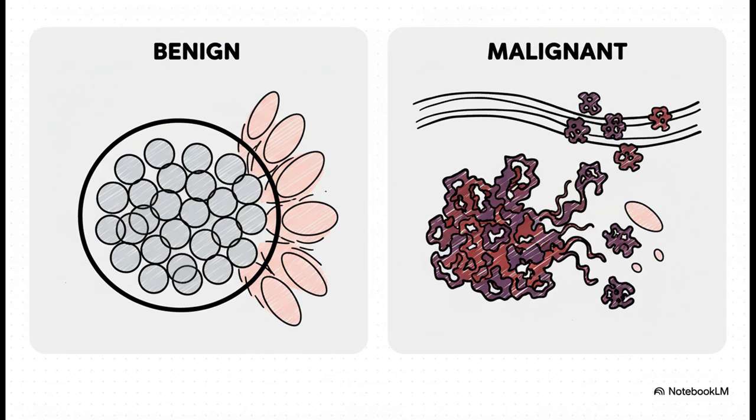But it's important to note that not all tumors are the same. A benign tumor is a mass of cells that grows, but it's self-contained. It doesn't spread. A malignant tumor, on the other hand, that's cancer. It's far more dangerous. Its cells have accumulated mutations that have broken the cell cycle controls. These cells invade neighboring tissues, and they can even break off and travel through the bloodstream to start new tumors elsewhere. That process is called metastasis.